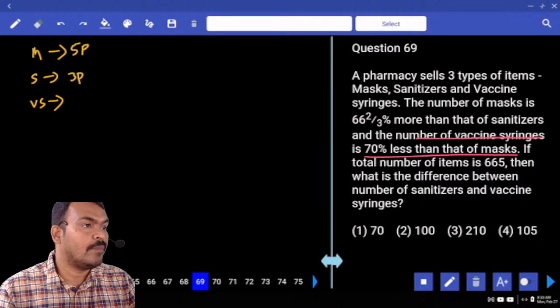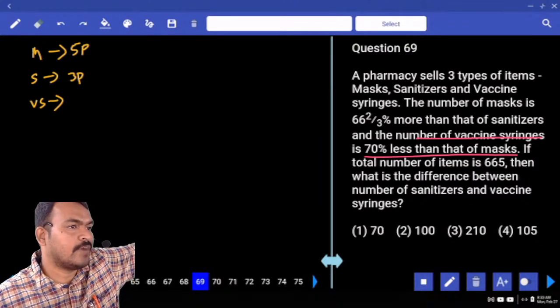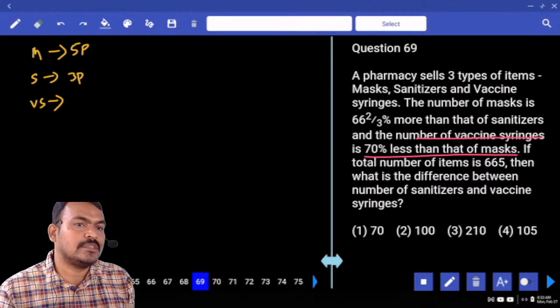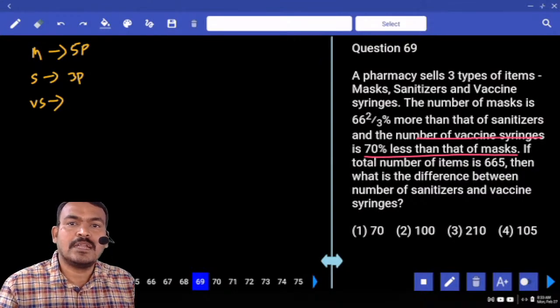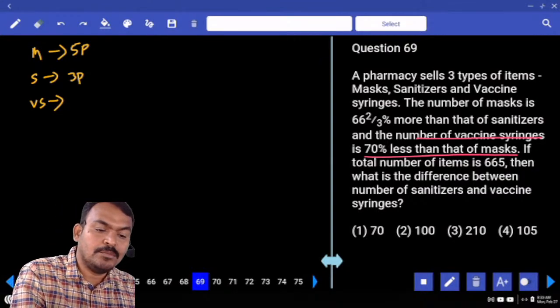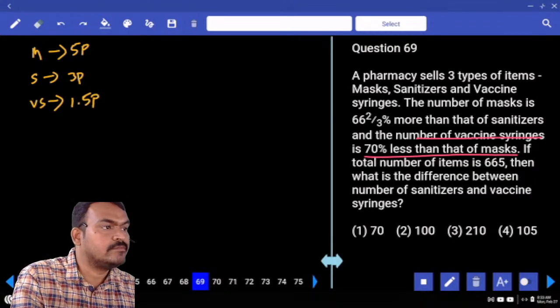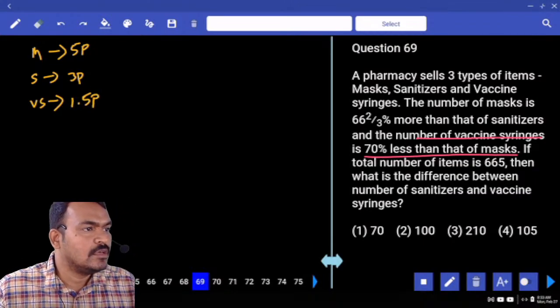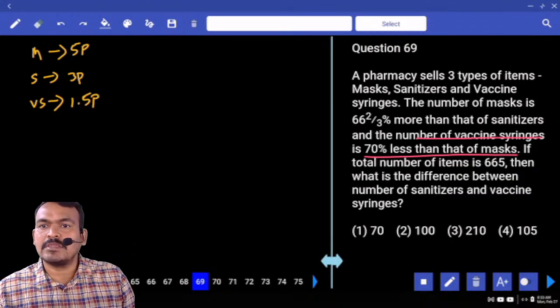And the number of vaccination syringes is 70% less than the masks. Masks is 5 parts. 70% less means the remaining 30%. 30% of 5 means 1.5 parts. 70% less means remaining 30%.